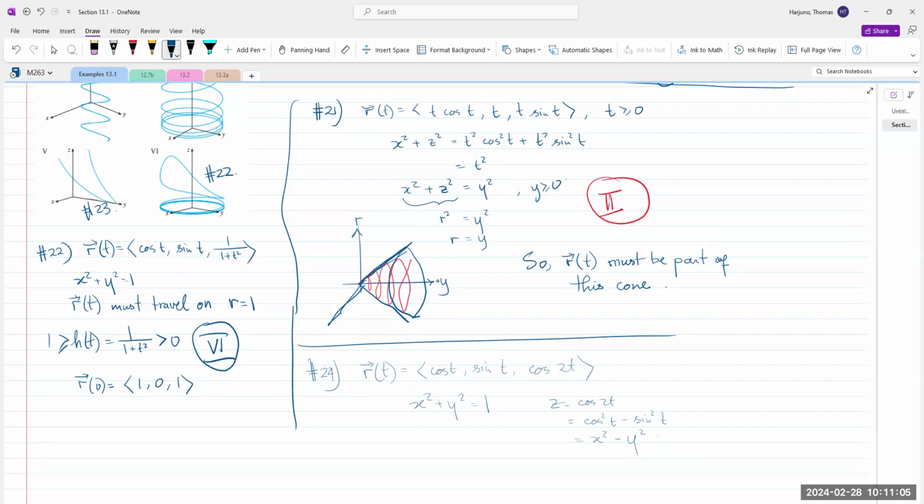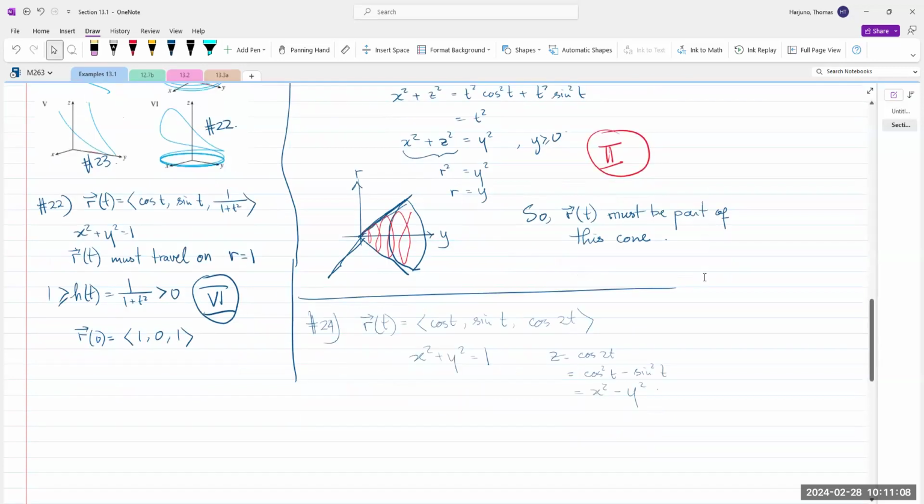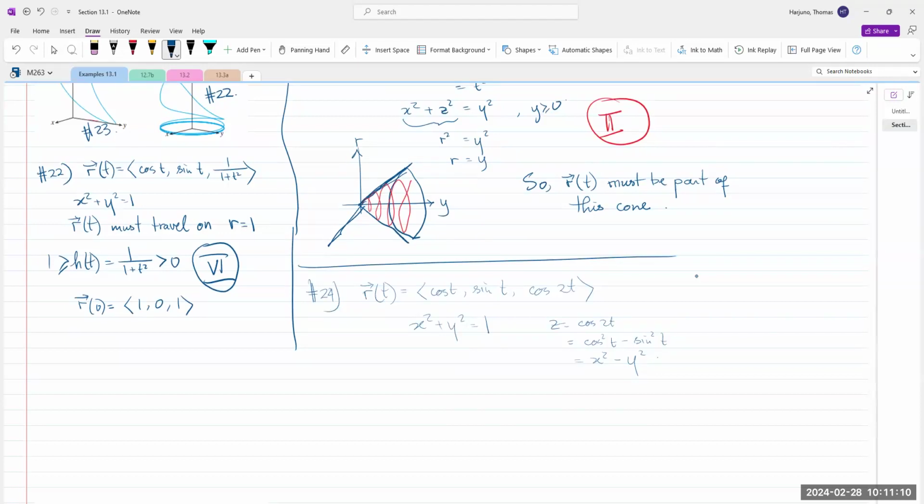So it is part of that, what do they call that again? Hyperbolic, elliptic parabolic, parabolic, hyperboloid. I forgot the name. The one that looks like this.